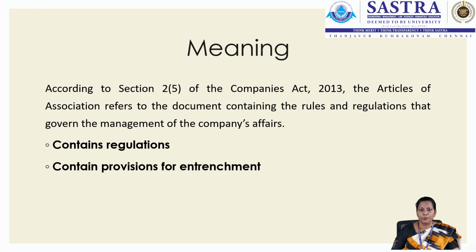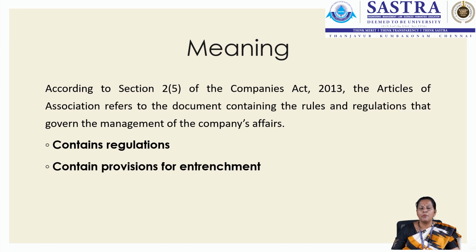It also contains provisions for entrenchment. Provision for entrenchment means somewhere down the line the company wants to protect certain provisions of the article of association, in the sense they don't want to alter certain provisions of the articles of association. They want to make it relatively tough to alter it in order to protect the interest of the company. So for that reason, they would be coming with provision for entrenchment.